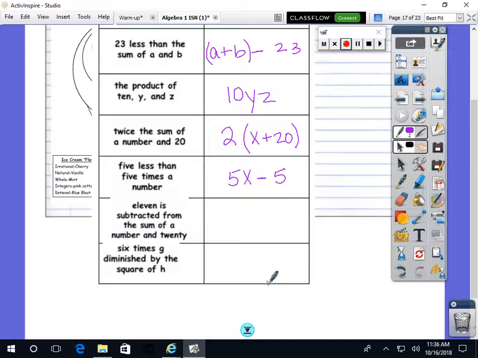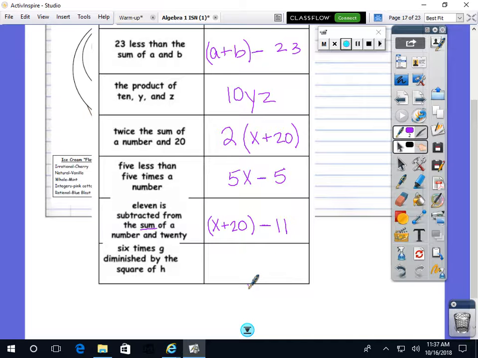Alright, 11 is subtracted from the sum of a number and 20. How do we write 11 is subtracted from? Minus 11, because it's being subtracted from something, so that something needs to go in the front. And what is that something? X plus 20, right? And then look, you're subtracting 11 from the sum, so the sum of those needs to be in parentheses. You're not just subtracting it from the 20, you're subtracting it from the sum, and to show that, the sum has to be in parentheses.